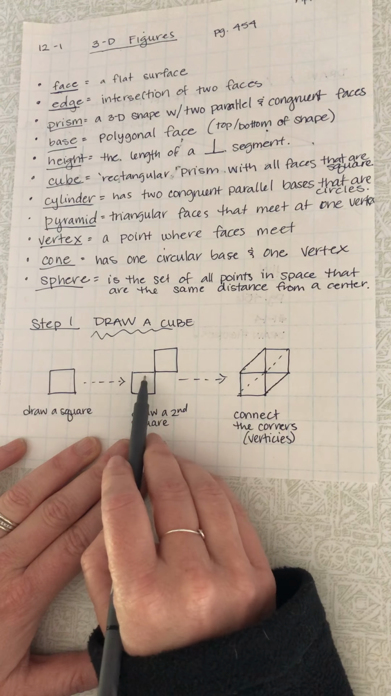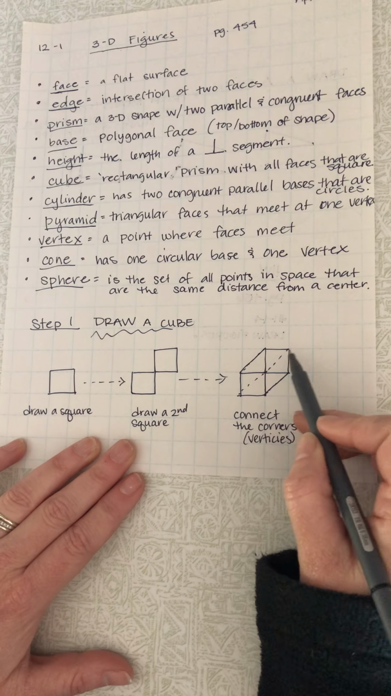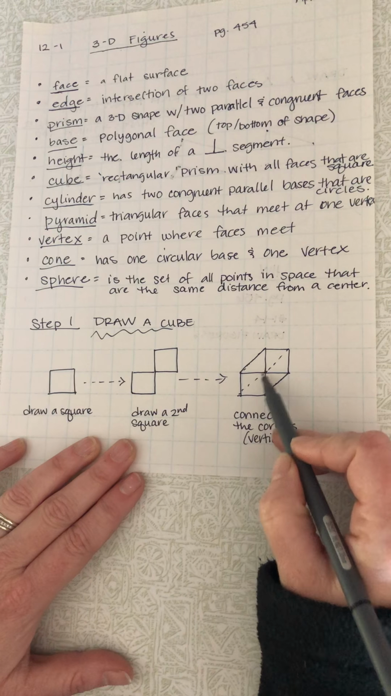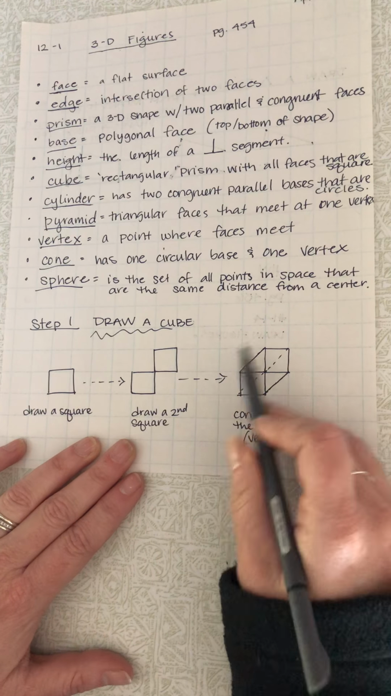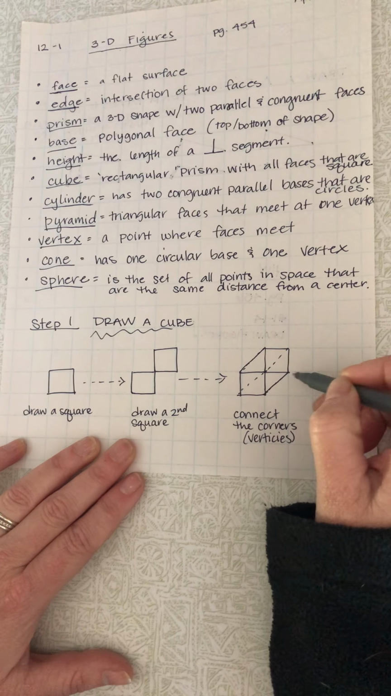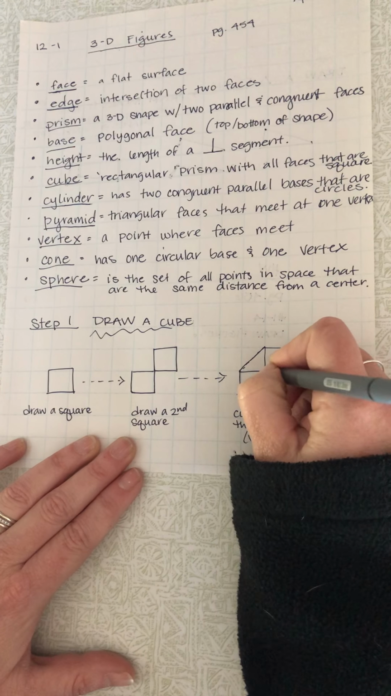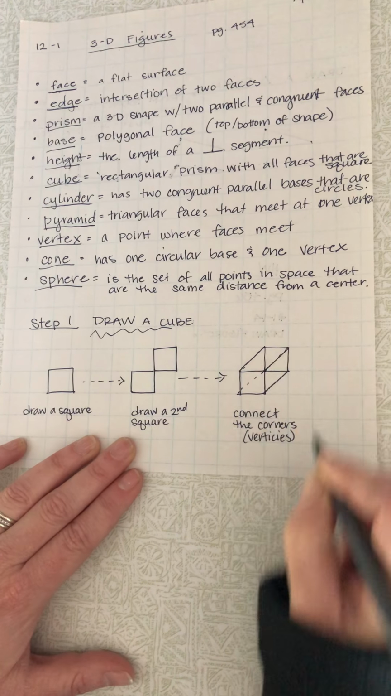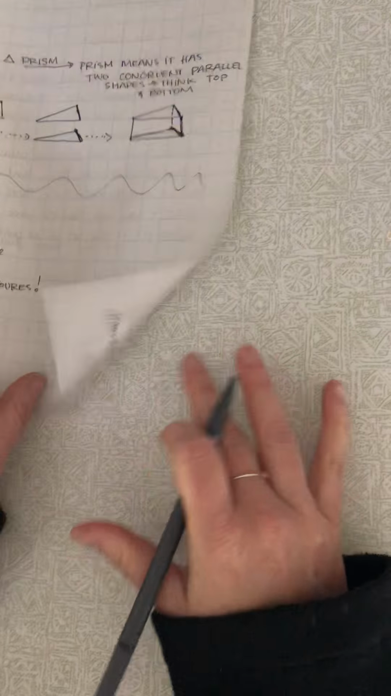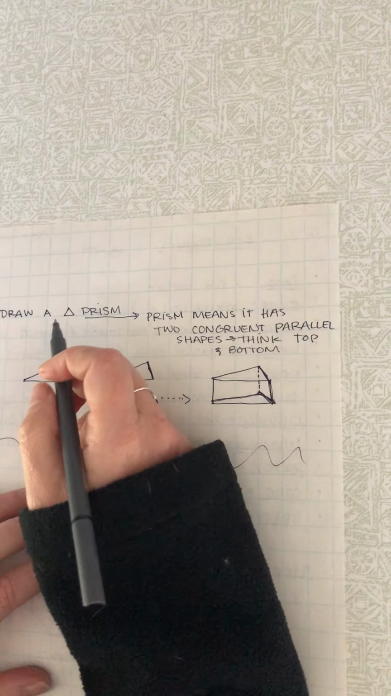Connect the corners. So after I moved it over, I met the top left to the top left, the top right to the top right, the bottom right to the bottom right, the bottom left to the bottom left, okay? And then I gave it that 3D shape. When I connect my corners, I do dotted lines and then I go over the outside ones and make them look solid to try to help. All right, let's try another one.